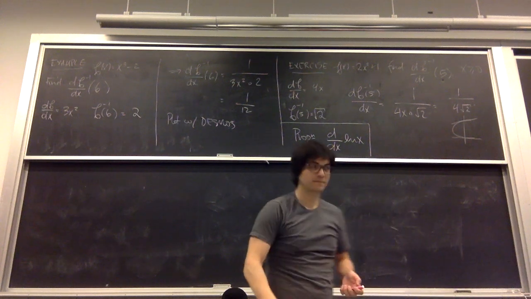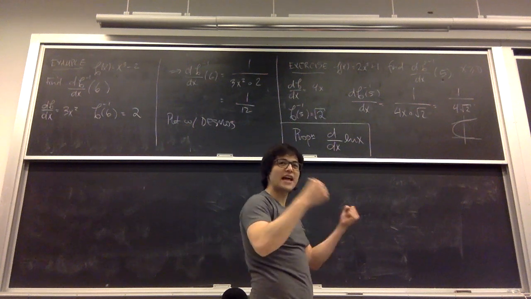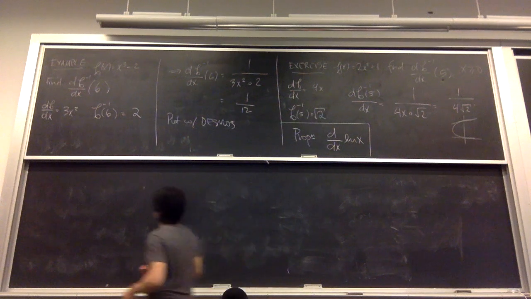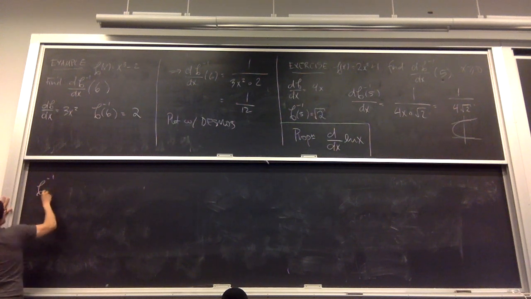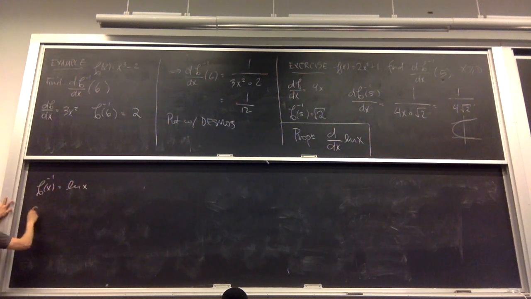Anyone have any ideas of how we're going to do this? Think like a mathematician. Or not. Okay, we know that ln of x and e to the x are inverse functions, right? So basically, suppose I say f inverse of x is ln x. In this case, basically what I'm asking you for is this, right? This is the same question.